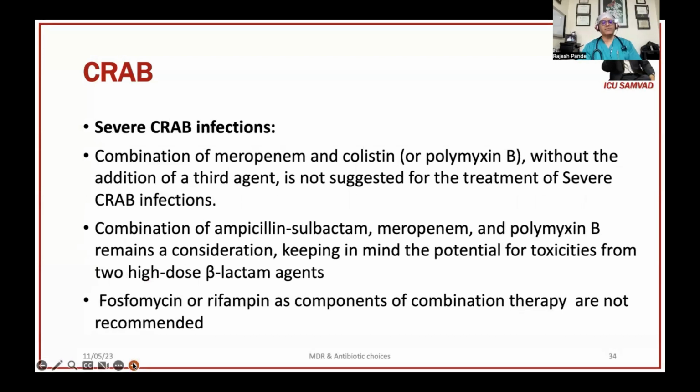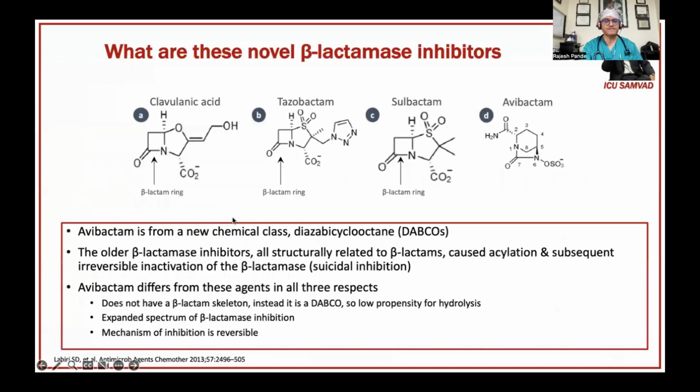In severe CRAB infections with a very high mortality, it is recommended that a combination of meropenem and colistin or polymyxin B without addition of a third agent should not be done, because we need 3 antibiotics. So what they are suggesting is that a combination of ampicillin-sulbactam, meropenem, and polymyxin B is a consideration, but we should keep in mind the potential for toxicities from 2 high-dose beta-lactam agents. So here what they are suggesting is combining 2 beta-lactam agents in high doses. Fosfomycin or rifampicin as a component is not recommended. So triple therapy has been recommended here, which includes polymyxins.